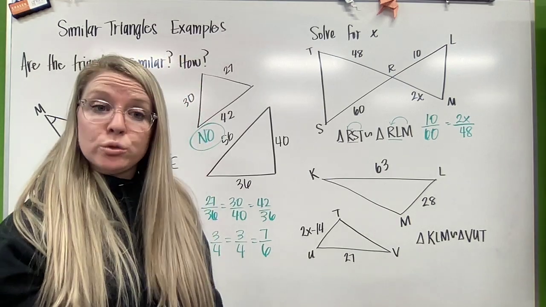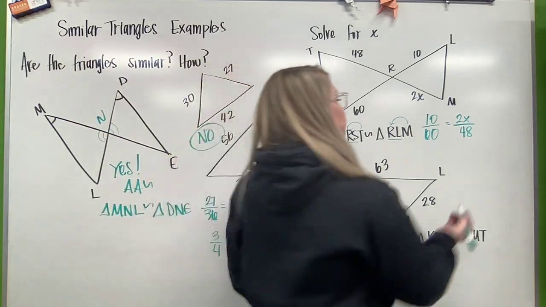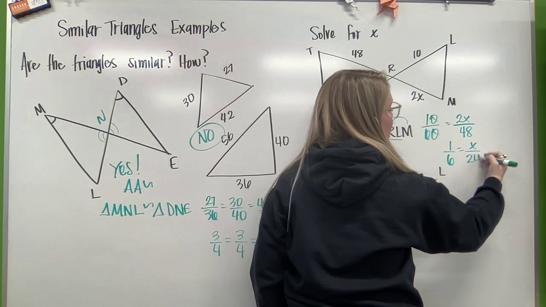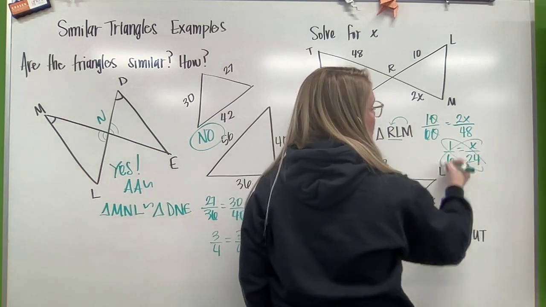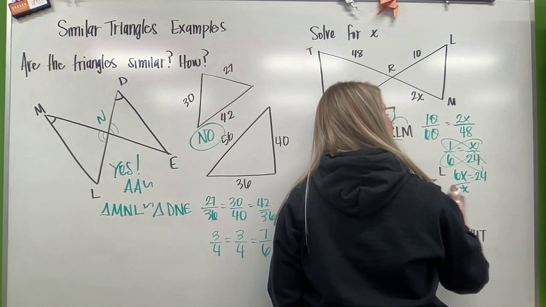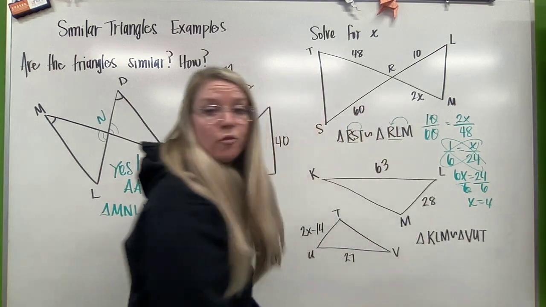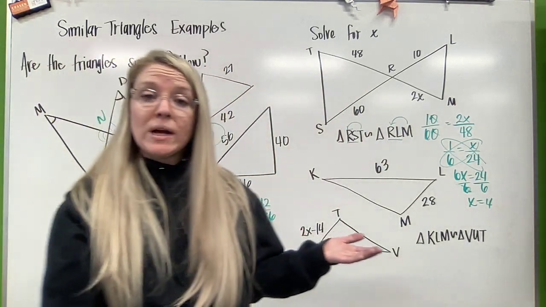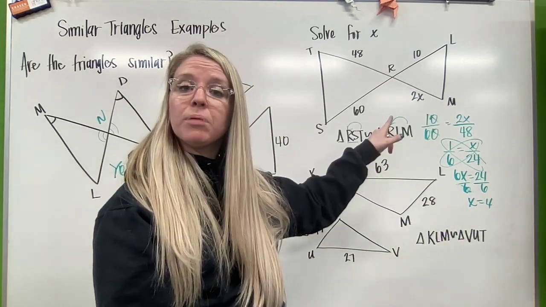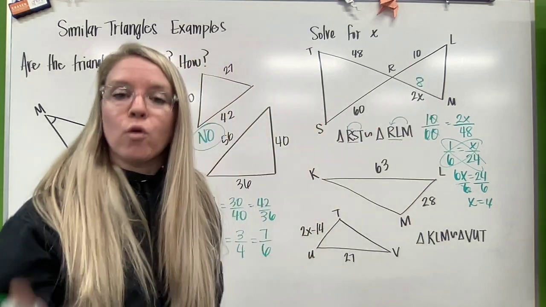We could go ahead and reduce, so we're dealing with smaller numbers to make life a little bit easier, right? So this is going to give me 1 over 6 equals x over 24. So cross multiply, 6x equals 24, divide by 6, and x equals 4. If this question had asked me to find the side RM, I'd go ahead and take 4, plug it back in, and we would see that this side length is 8. 4 times 2, we get 8.